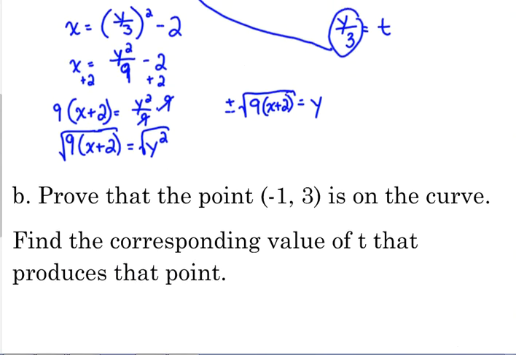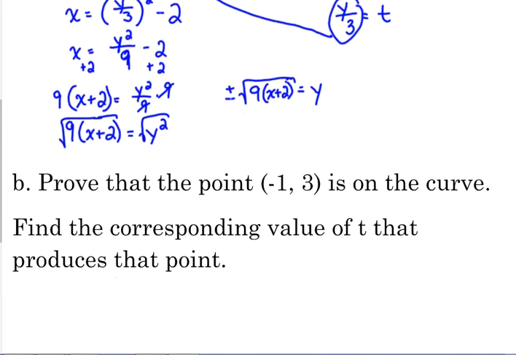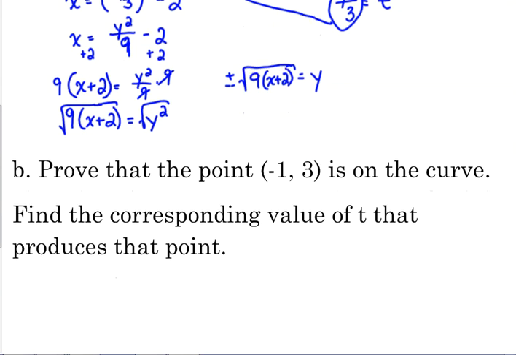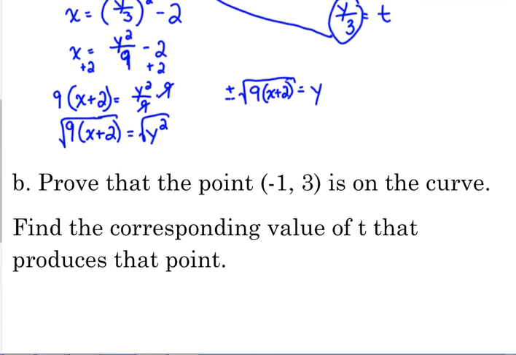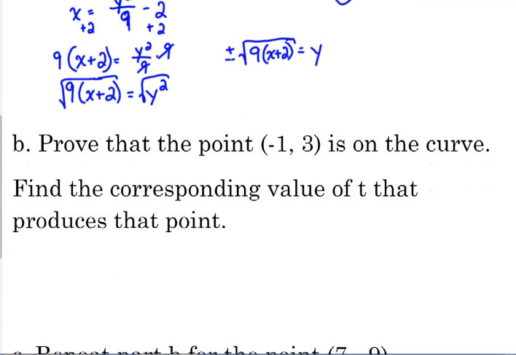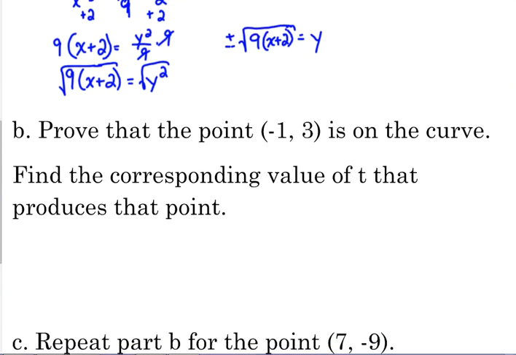All right, let's look at part B there. Prove that the point -1, +3 is on the curve. Find the corresponding value of t that produces that point. So to prove that it's on the curve, let's plug it into the rectangular equation. We could plug it into either one, but let's plug it into the rectangular equation here.